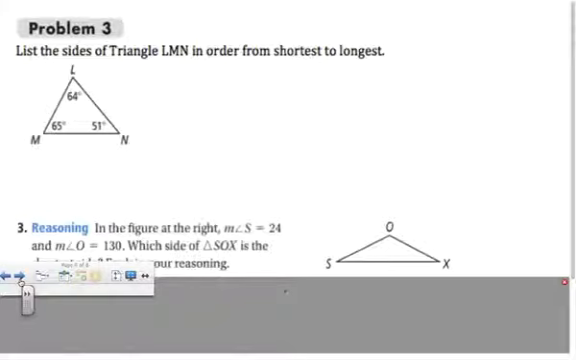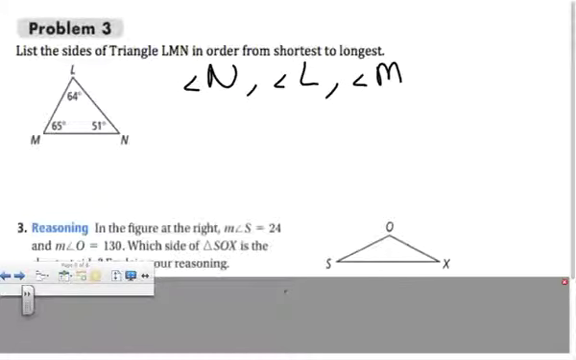Problem 3 is just asking you in the opposite order. It's giving you the angles and it's asking you about the sides. So again, step by step, let's list the angles in order because that's easy. What are the angles in order? N, and then L, and then M.